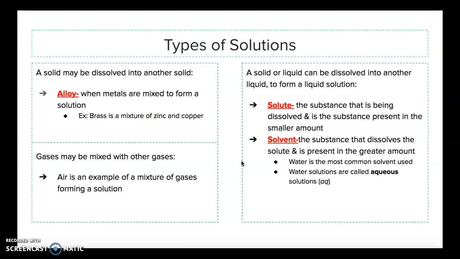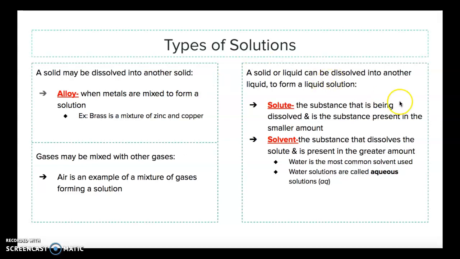Types of solutions that we can have. So we can have a solid solution where a solid is dissolved into another solid, and that is called an alloy. This is when metals are mixed. So brass, as you may know, is not an element on our reference table because it is a mixture of both zinc and copper. Another type of solution we can have is a gas solution. And an example of this is air. That's a mixture of many different amounts of different gases.